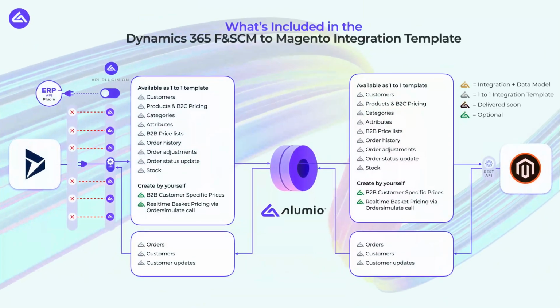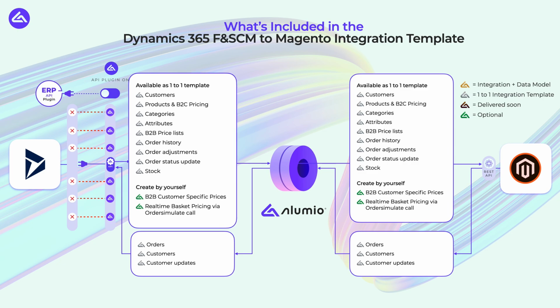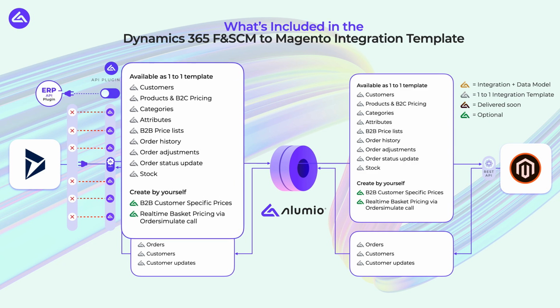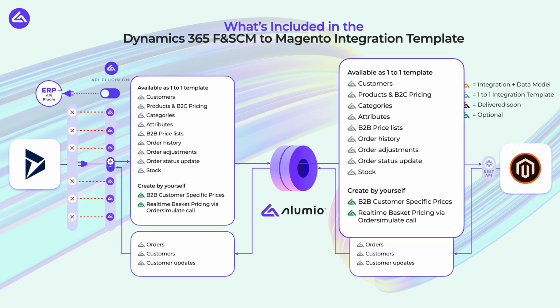For connecting Dynamics 365 for finance and supply chain management to Magento, we provide an integration template to help kickstart your integration. It delivers the most important data routes, as you can see mapped in color. It includes data routes for customers, products, categories and attributes, B2C and B2B prices, orders and stock levels. And it converts them to a format that is compatible with Magento or your digital endpoint.